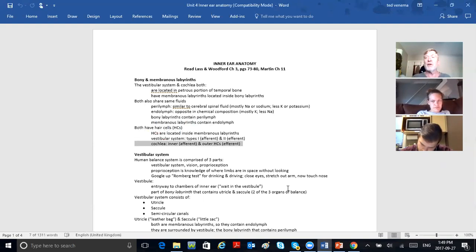So both the vestibular system and the cochlea have an afferent and efferent loop. They both talk to the brain, and the brain talks back to the system. The balance system has type 1 and type 2 hair cells that do that. The cochlea has inner and outer hair cells that do that. Okay, that's the general big picture. Now let's talk vestibular system and get that out of our system.